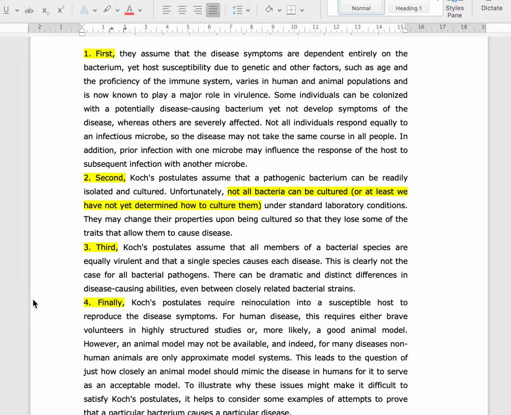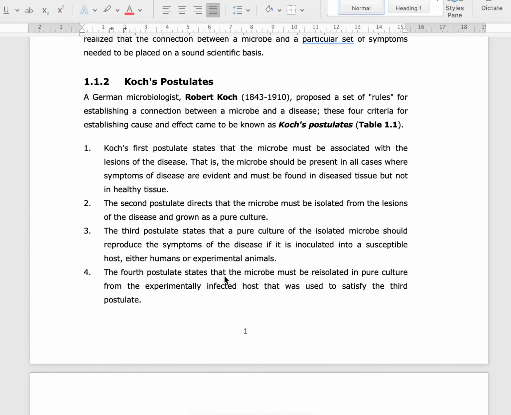Okay, so the third Koch's postulate assumes that all members of a bacterial species are equally virulent, and that a single species causes each disease. So did the third postulate really assume that? Let's look back at the third postulate again.